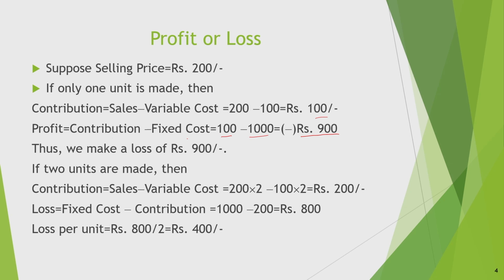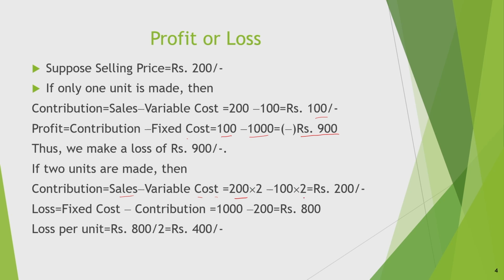by making only 1 unit. And if 2 units are made, then contribution will be sales minus variable cost. So sales will be now, 1 unit is priced at 200, so 200 into 2, and minus 100 into 2.